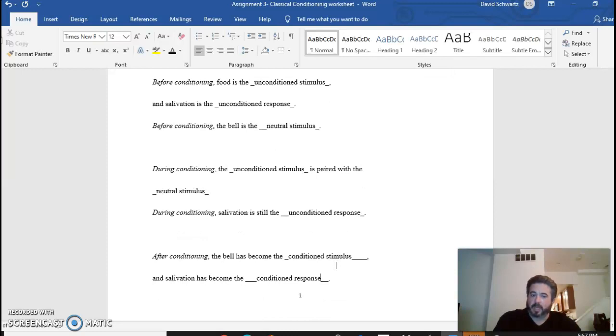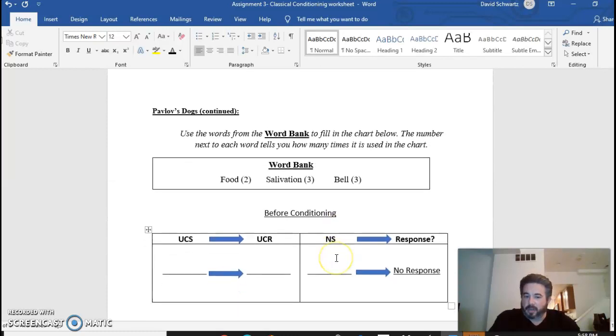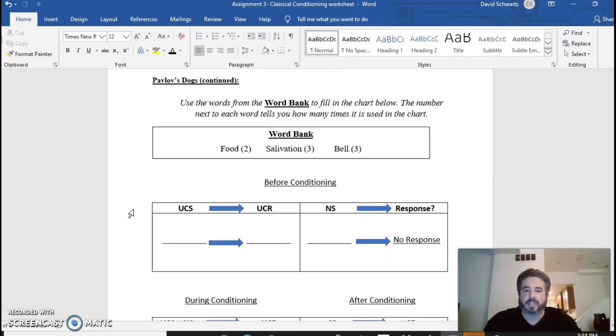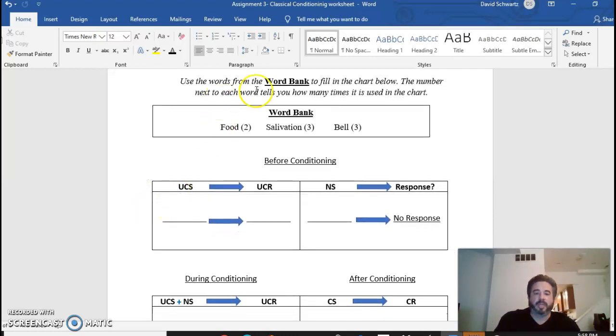Now, let's move on and discuss the same scenario in a slightly different way. This should look familiar because this is what I wanted you to complete for assignment 2, which was called the classical conditioning activity. I put up a video demonstrating myself filling this out according to the Little Albert experiment, and here we're going to do it with Pavlov's dogs. Use the words from the word bank to fill in the chart below. The number next to each word tells you how many times it is used in the chart.